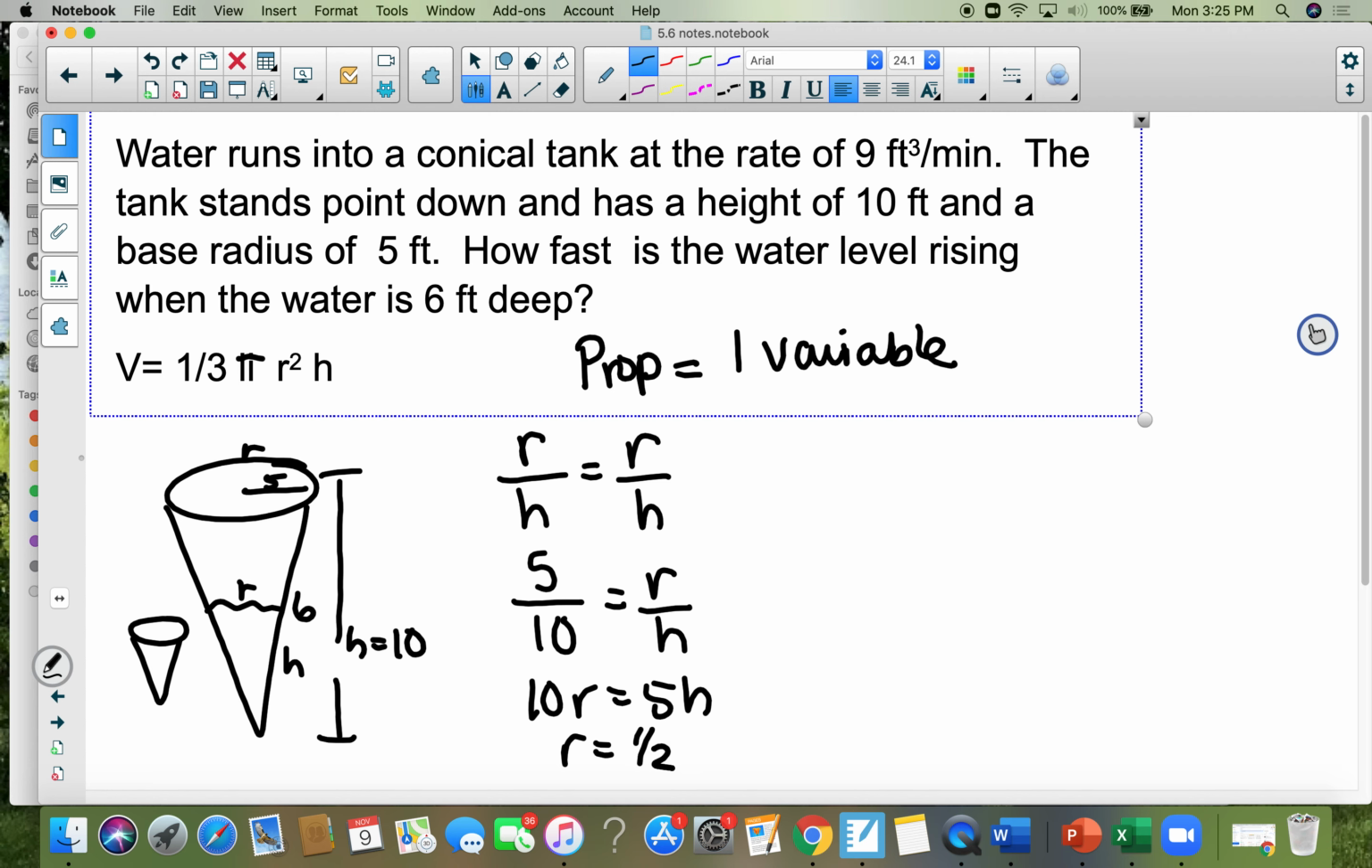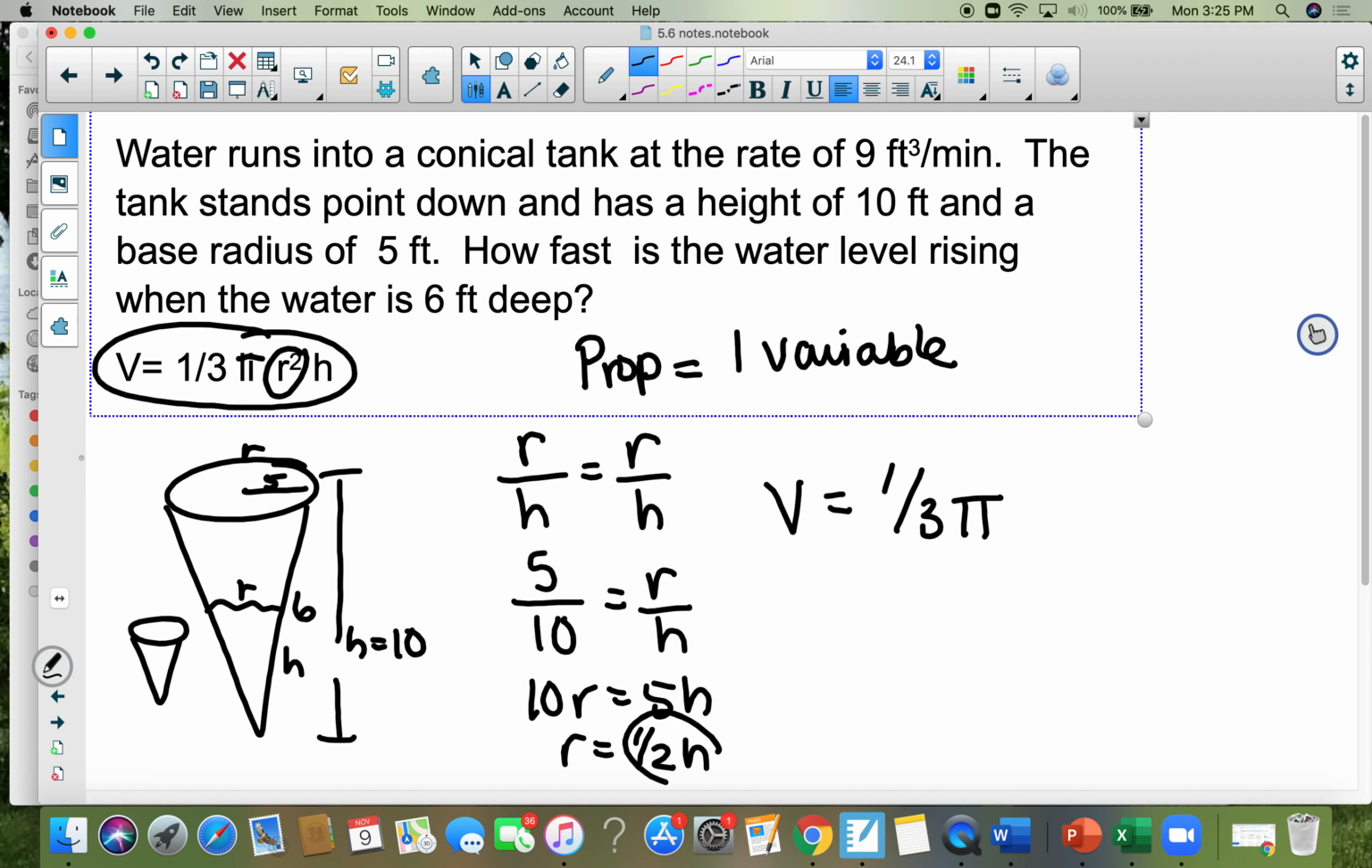R is equal to 1/2 h. Once I've got that, I'm going to use the volume equation: V equals 1/3 pi r squared h. I'm going to replace the r, but I'm going to square it, so 1/2 times 1/2 is 1/4 h squared, times h. All I did was square it. So volume is equal to 1/12 pi h cubed.